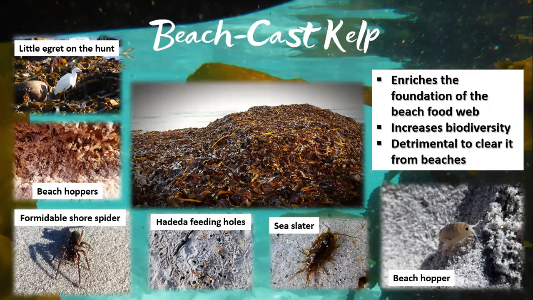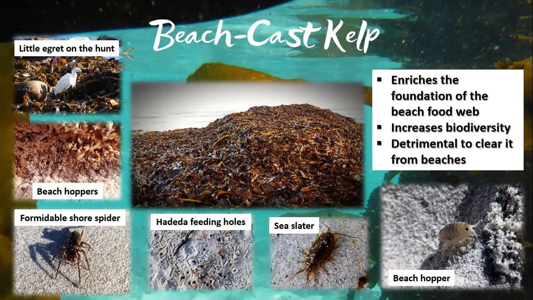Every winter, large amounts of kelp get torn from the reefs and dumped onto the beach as a result of the intense storms in the region. It is here that kelp begins to fuel its second food web on the shores of our sandy beaches. Once washed ashore, kelp is decomposed, so that's broken down, by beach hoppers, sea slaters, and the larvae of kelp flies. These in turn are hunted by various shorebirds and other predators such as the formidable shore spider.